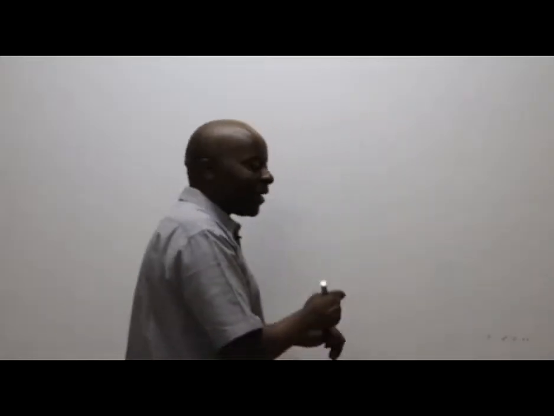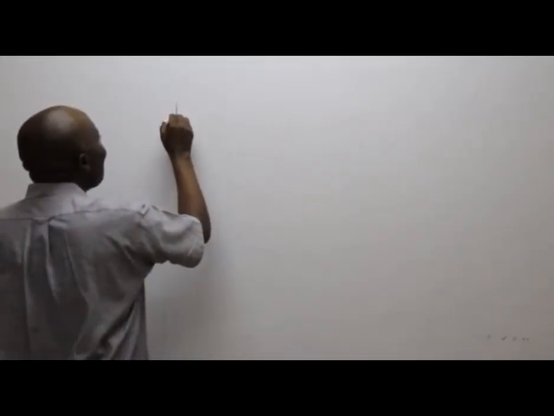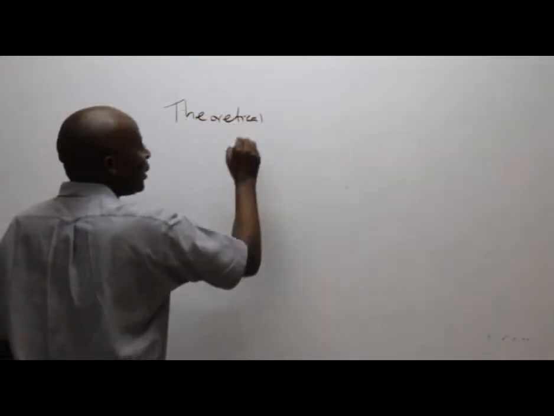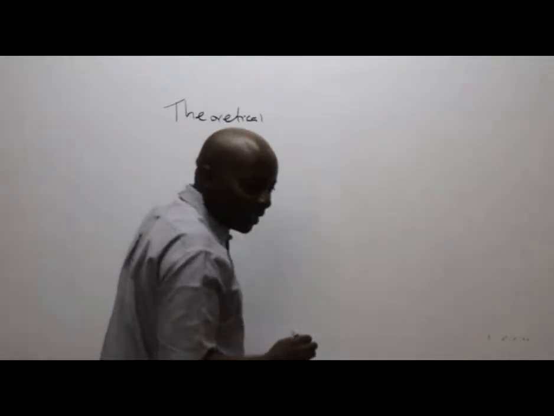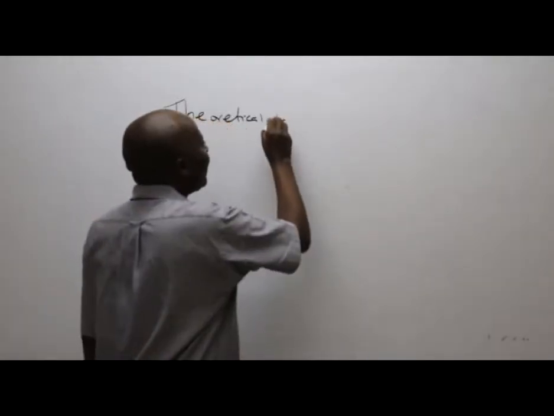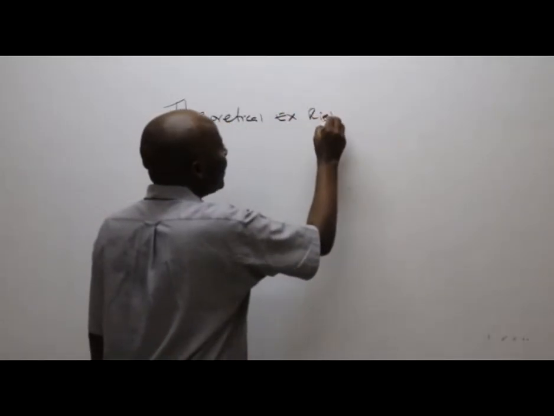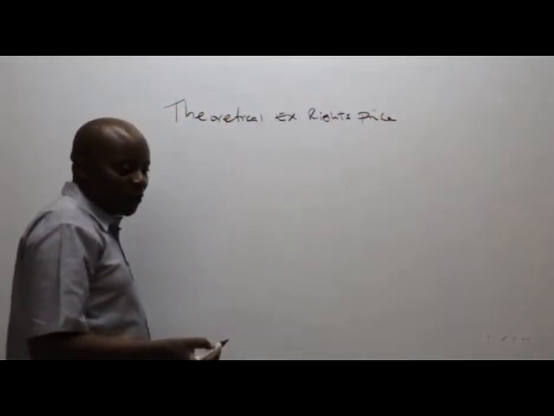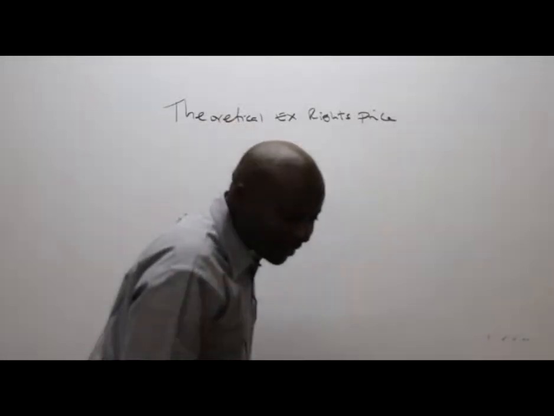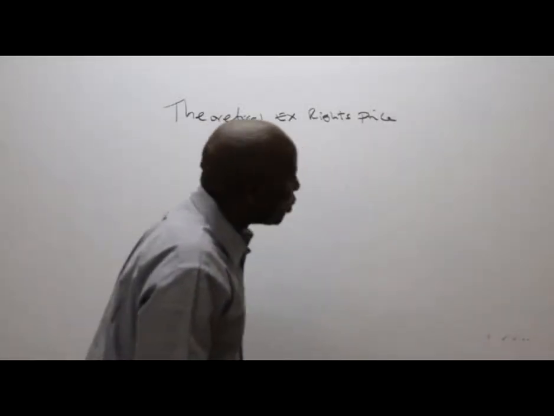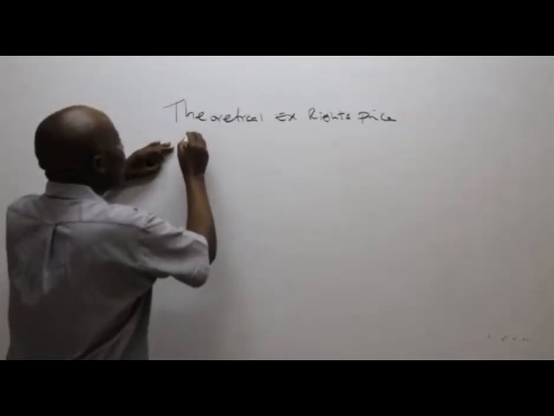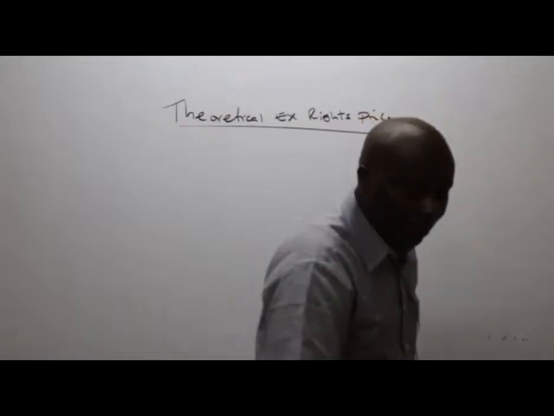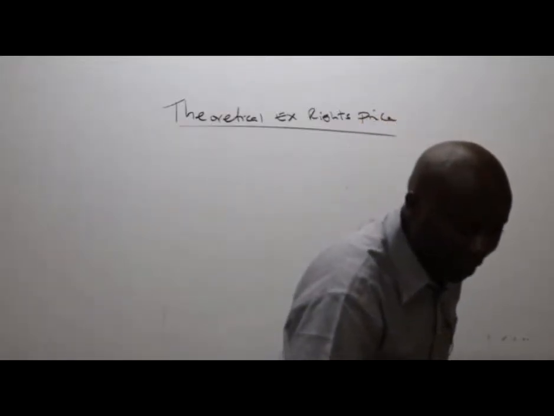So the first thing that I will do here is to compute the theoretical X rights price. This is quite a low-hanging fruit, even if I have not yet reached the number of shares after the rights. So remember, ladies and gentlemen, this theoretical X rights price is quite easy. Do we have in this case here, have they told us the fraction?